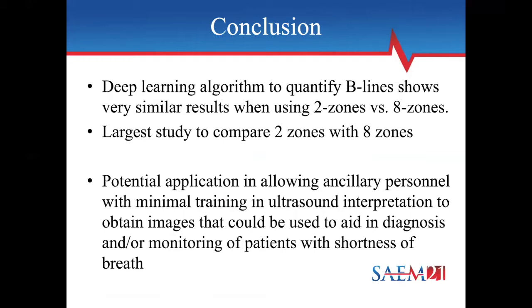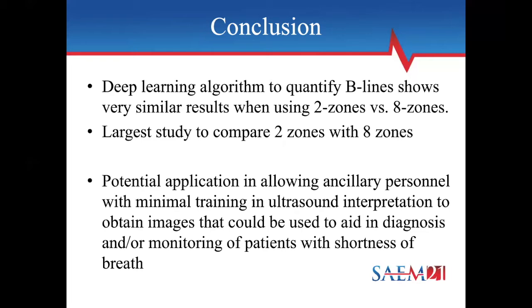In conclusion, our results showed that a deep learning algorithm to quantify B-lines shows very similar results when using 2 zones versus 8 zones. The small difference of 0.1 was unlikely to be clinically significant, as that represents about 2.5% of the 0 to 4 scale.